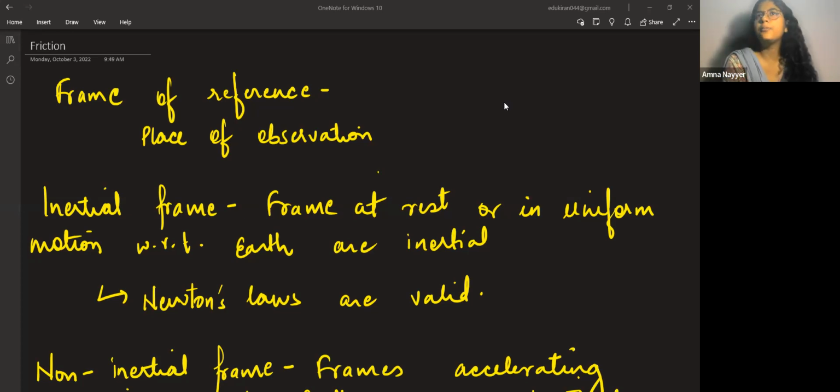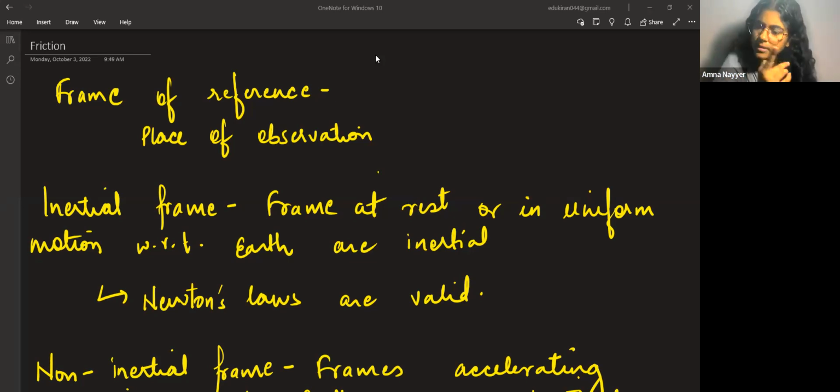Suppose I have taken a car moving on the ground with a particular velocity. This I have. All right. Now, for me, the ground is appearing to be at rest, right? The ground is not moving. The floor is not moving. So when I'm saying the car is moving, my place of observation is what? The place of observation becomes this part only: car plus ground.